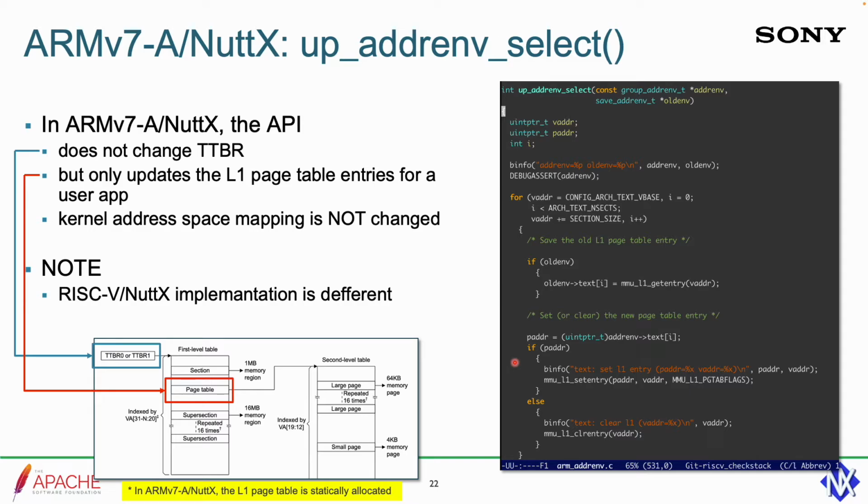In rv-virt NuttX, the L1 page table is statically allocated. Because of this, app address env select does not change TTBL, but only updates the L1 page table entries for user apps. This means that the kernel address space mapping is not changed. Also, please note that the RISC-V NuttX implementation is different, which I will explain later.